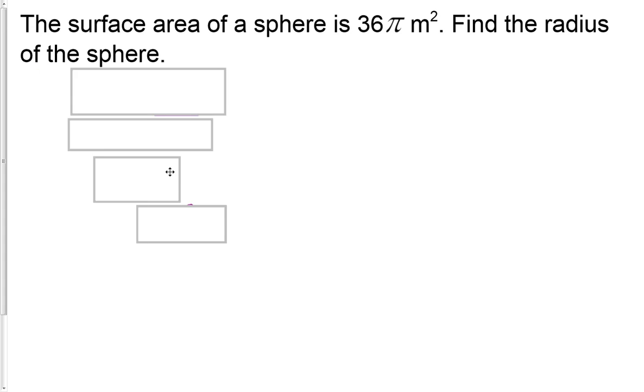And one word problem around this: the surface area of a sphere is 36 pi meters squared. Find the radius of the sphere. Now this could also read find the volume.